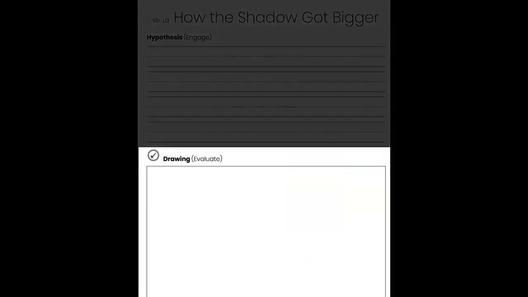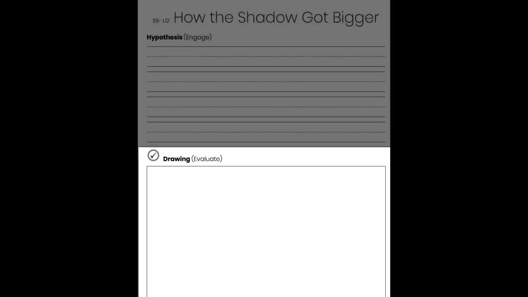For their drawing, they should use the scientific drawing rubric to make sure that they are labeling their drawing correctly. Drawing should show how moving the puppet closer to the light source makes the shadow bigger, or moving the puppet farther away from the light source makes the shadow smaller. Their drawings could also show that moving the surface farther away from the puppet will make the shadow smaller, and moving the surface closer to the puppet will make the shadow bigger.